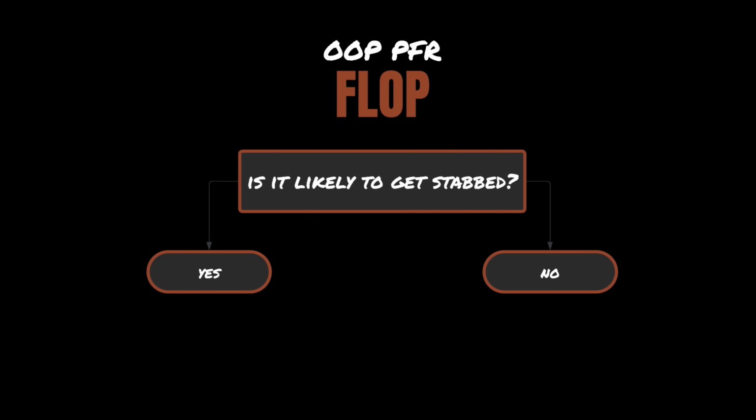And one final piece to this puzzle: when we ask, is it likely to get stabbed, we have to consider who the opponent is that we are playing against. If we are against a more aggressive player, of course, it is more likely to get stabbed if we check to them. And if we are against a super, super passive nitty player, then in that case, it is less likely to get stabbed. So when we consider this question, we're considering a couple of variables all encapsulated in this one question. So let's put some concrete examples to this and make it make sense.